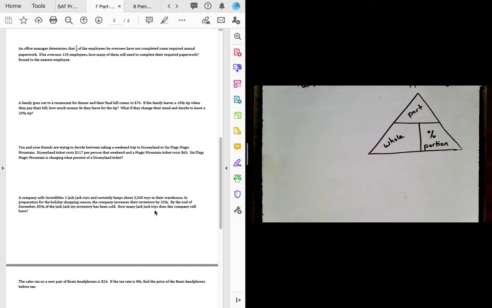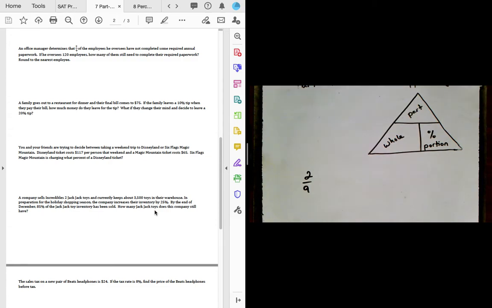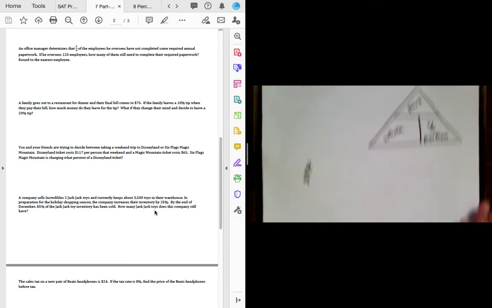So it says an office manager determines that 2/9 of the employees he oversees have not completed some required annual paperwork. Ooh, that reminds me, I have annual paperwork to do. If he oversees 120 employees, how many of them still need to complete their required paperwork? And then it says round to the nearest employee. Again, they don't always have to come out real nice.